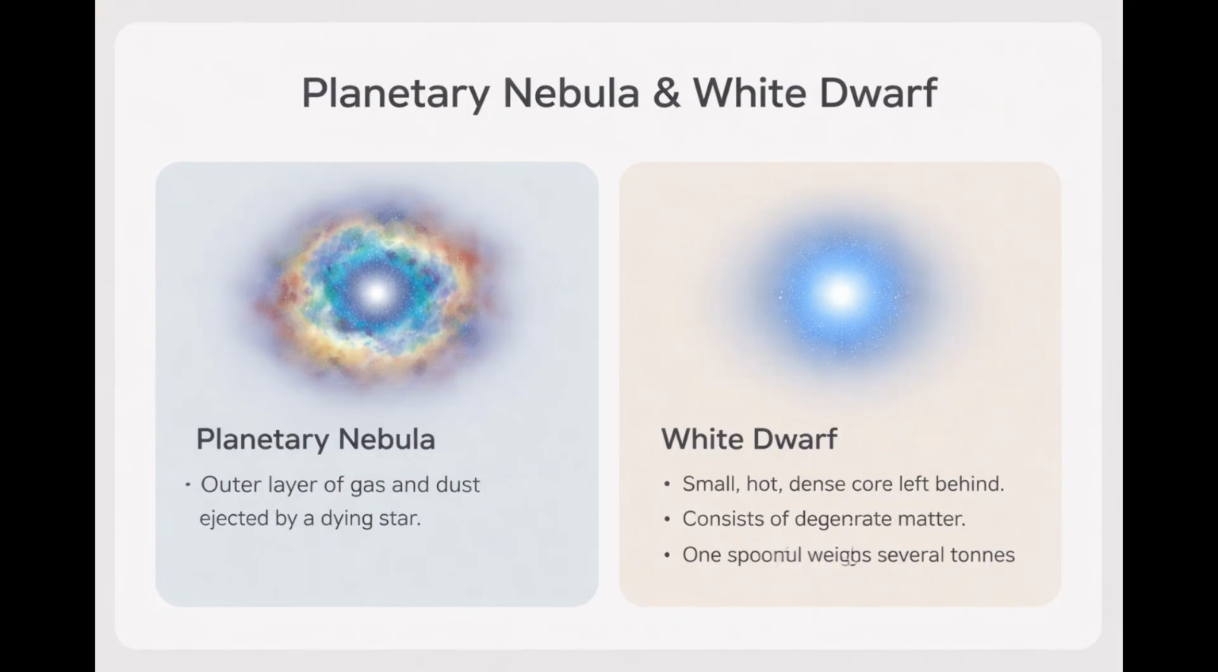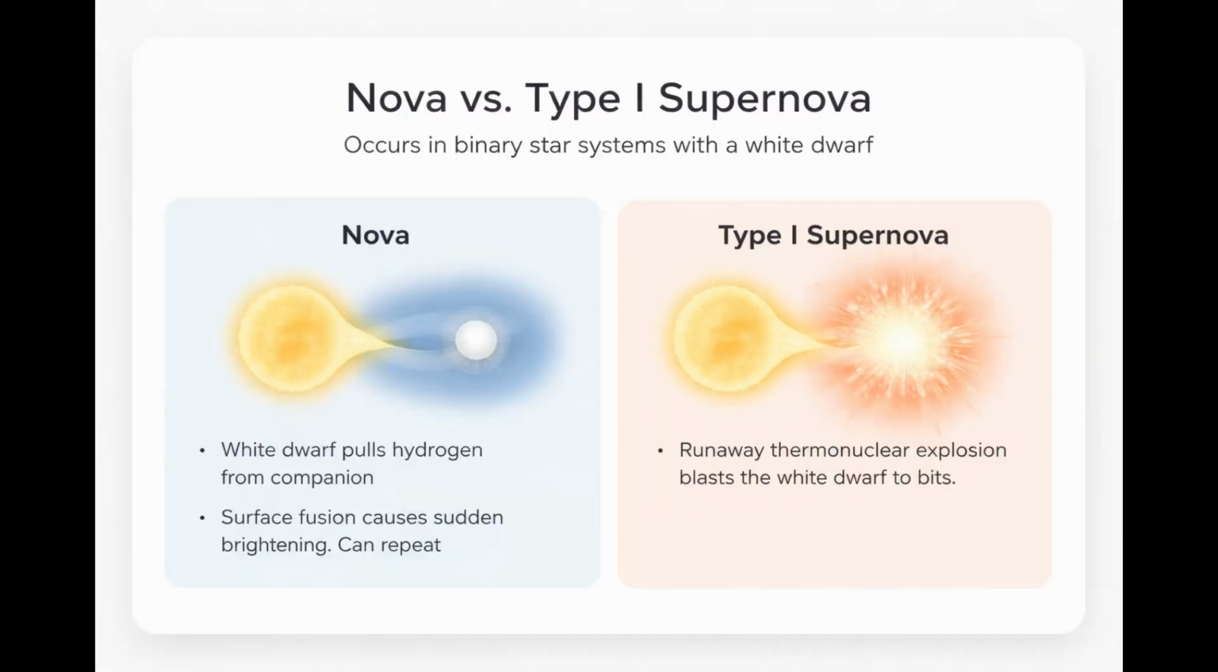For an average-sized star, the red giant phase ends with the star gently shedding its outer layers into space, forming a beautiful planetary nebula. What remains is a white dwarf, a tiny, fiercely hot, and incredibly dense core. If a white dwarf is in a binary system, orbiting close to another star, it can siphon off hydrogen from its companion. A small buildup causes a bright surface explosion called a nova.